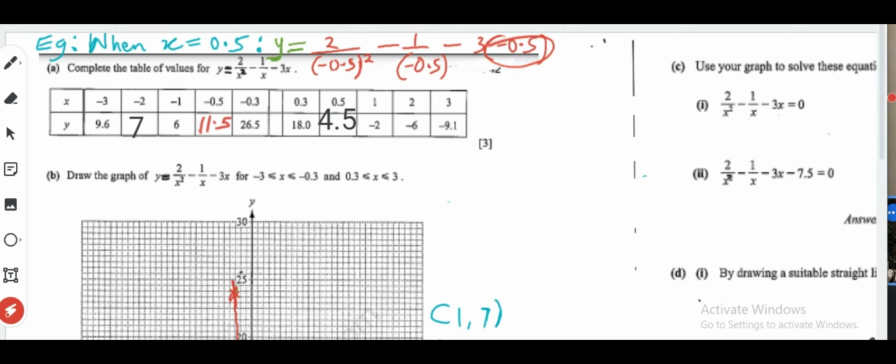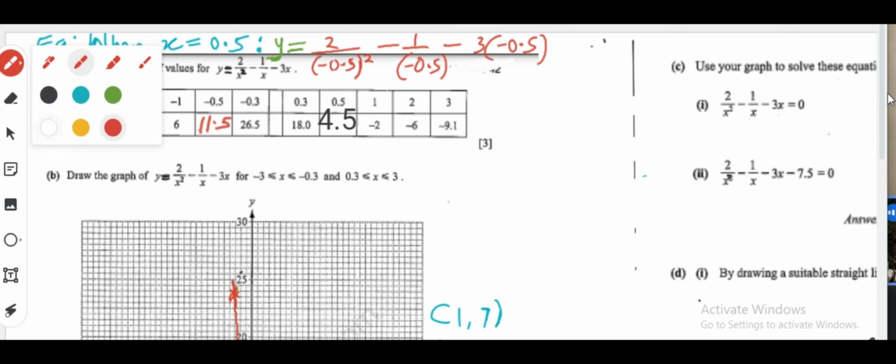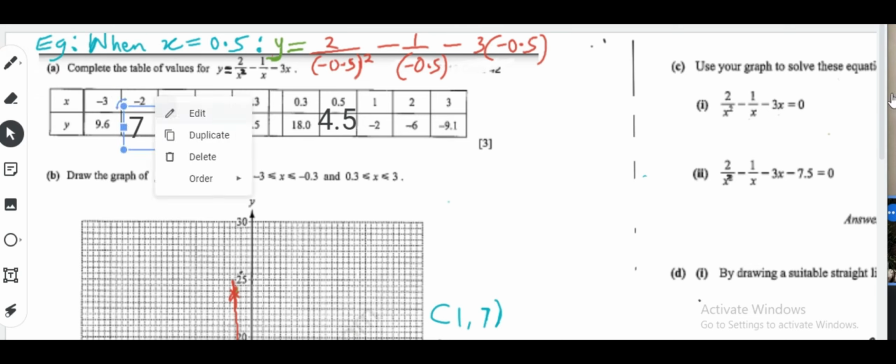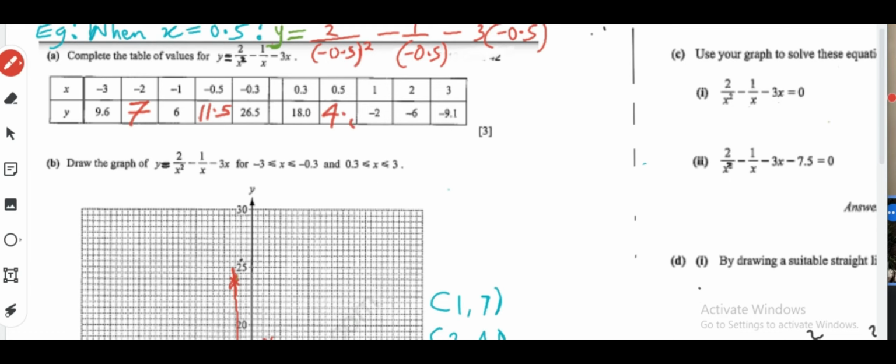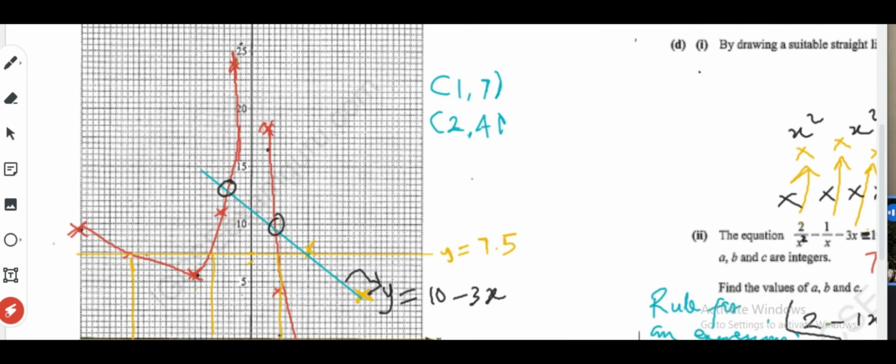After that, when you press equal to, it will give you 11.5. So I know 7 wasn't given. We completed it to find 7. This 4.5 was also not given. We completed to find it. So these were the things we found: 7 for here and 4.5 here. I've verified this one is correct. I know the other ones will also be correct. So after you've done that, you plotted it. This is what we plotted.